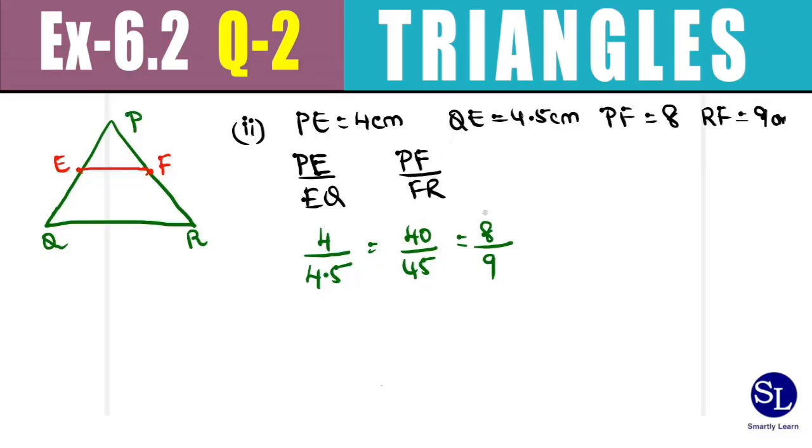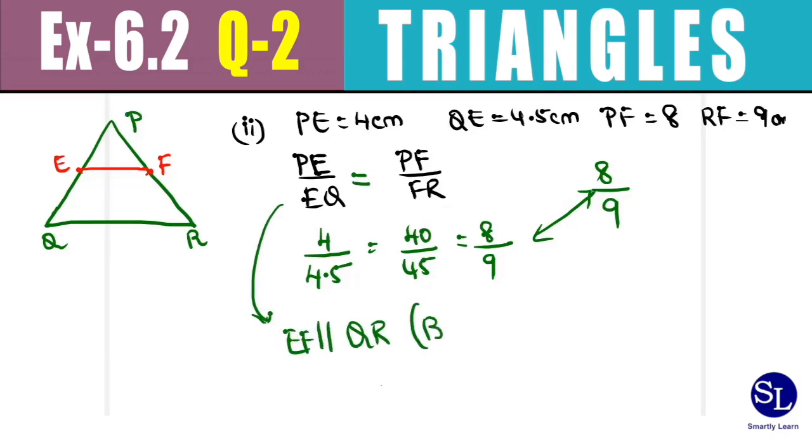Now let's do this for PF divided by FR. PF is given as 8, RF is given as 9. RF and FR are the same. So now we see these two fractions are the same. Since PE by EQ is equal to PF by FR, I can claim that EF is parallel to QR according to the BPT theorem. So you can justify the statement EF is parallel to QR because of the BPT theorem.